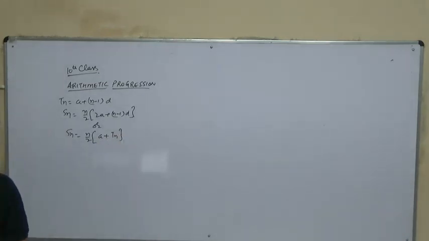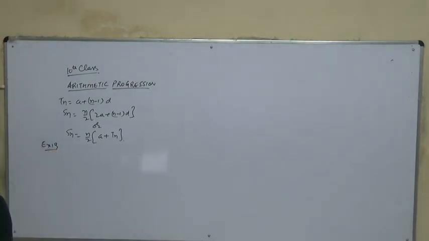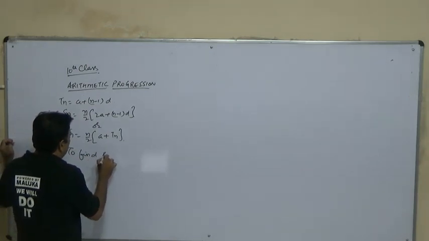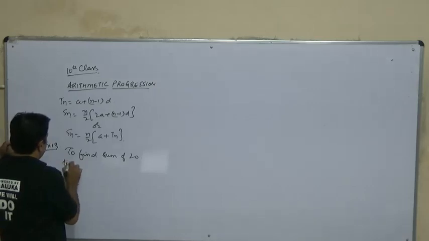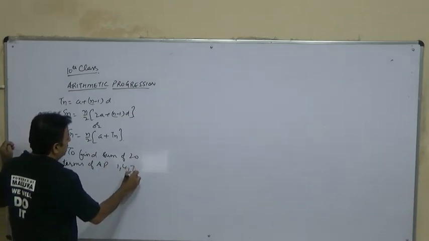So, we start with the next question. As we did yesterday, today the 19th example. It is given as: find the sum of 20 terms of the AP 1, 4, 7, 10 and so on.